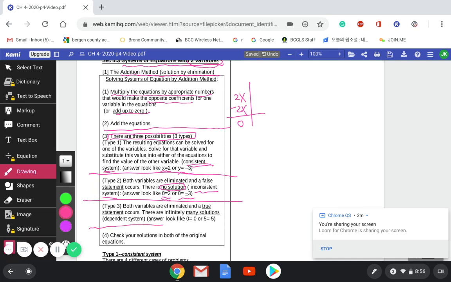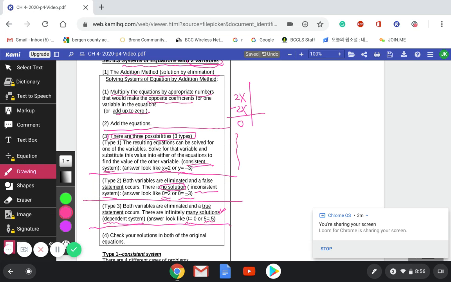Now type 3 is the one that has many solutions instead of no solution. Again, the x and y cancel out, but you get 0 equals 0, or 5 equals 5. Both sides of the equal sign have the same number, because it is always a true statement. So we call this a dependent system with many solutions.